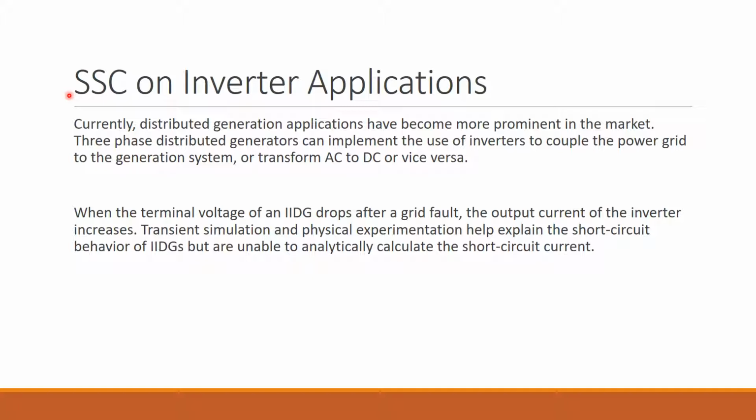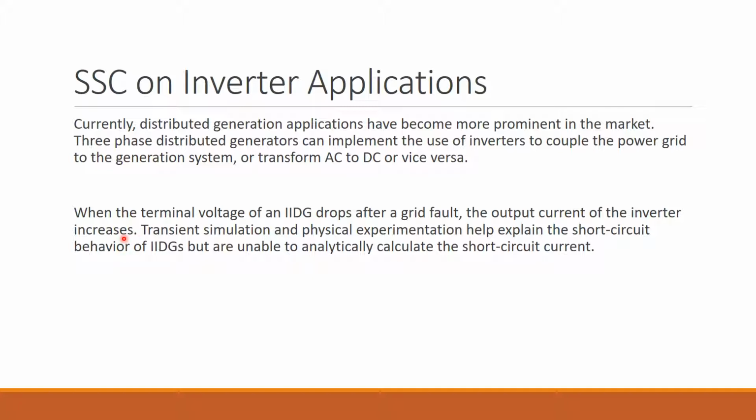Currently, distributed generation applications have become more prominent in the market. Three-phase distributed generators can implement the use of inverters to couple the power grid to the generation system or transform AC to DC or vice versa. When the terminal voltage of an IIDG, and for reference, IIDG is making reference to the inverters of the distributed generation system, drops after a grid fault, the output current of the inverter increases drastically, and sometimes even dramatically. It can be detrimental to the health of the system if there's no protection system.